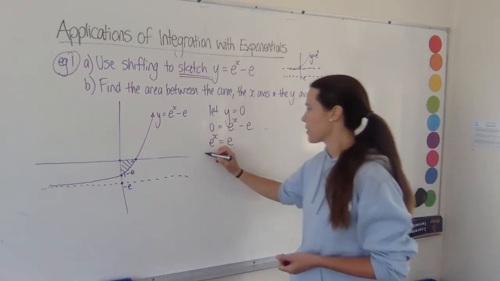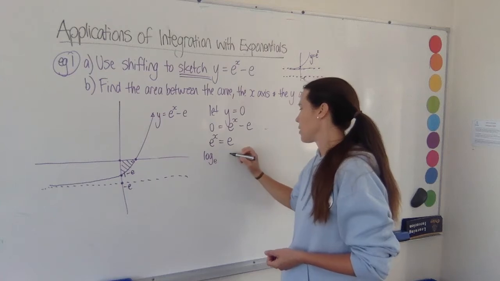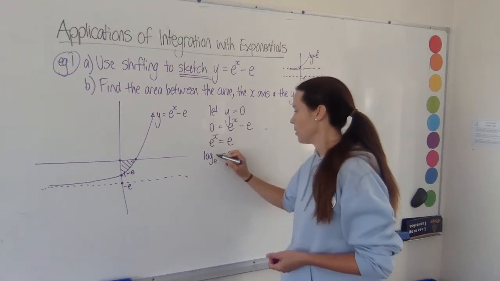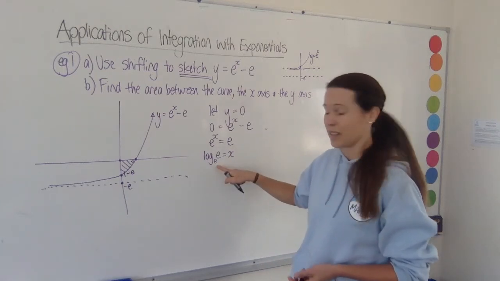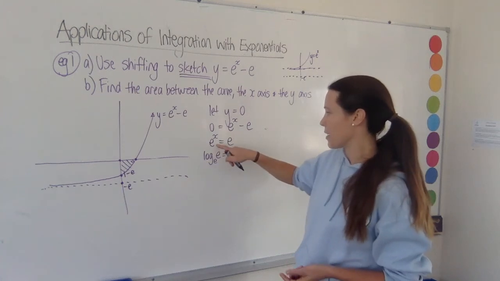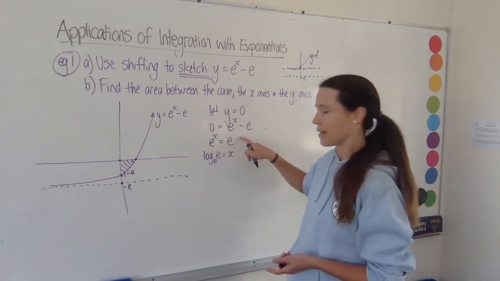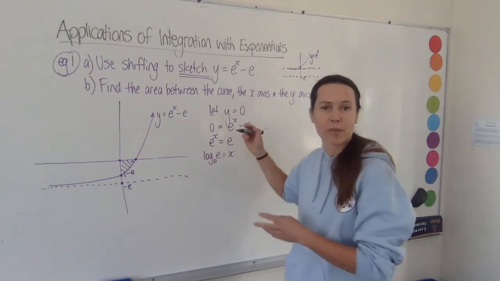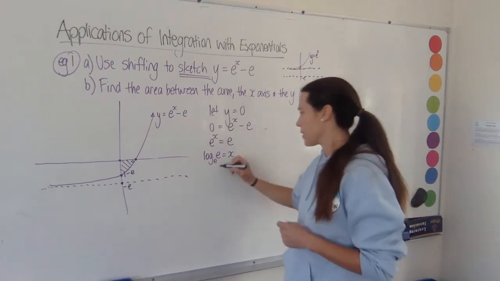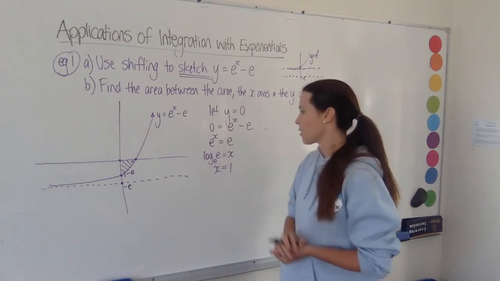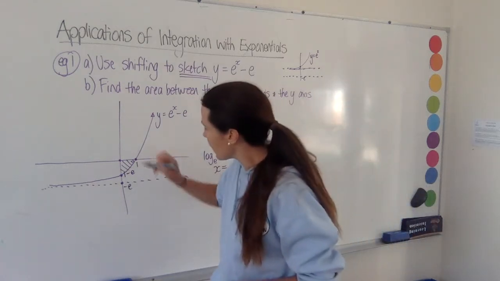And now I can rewrite this as a log and say e to the power of x is equal to e. And I can see that this is 1. I could also perhaps have said, hey, this is e to the power of 1, and that's e to the power of 1. Whichever way you go here, whether you rewrite it as a log or you spot the answer there, either way, x equals 1. So I have that here.